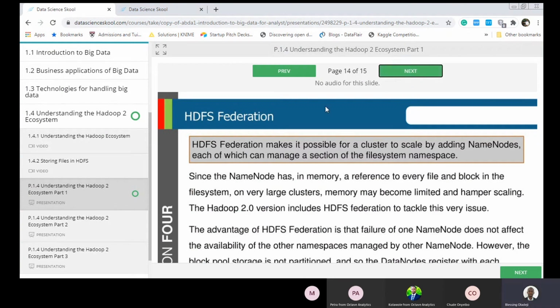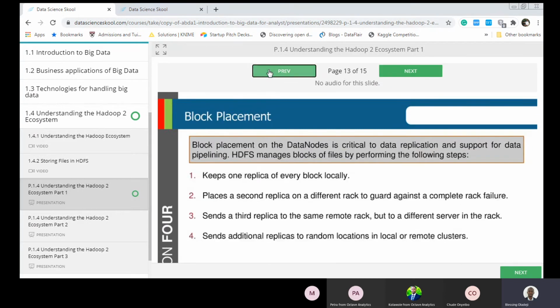So moving on, I think you are nodding your head in saying yes. Okay. So moving on. There is what is called HDFS Federation, which makes it possible for that cluster to scale by adding name nodes or even adding additional data nodes, each of which can manage a section of the file system.